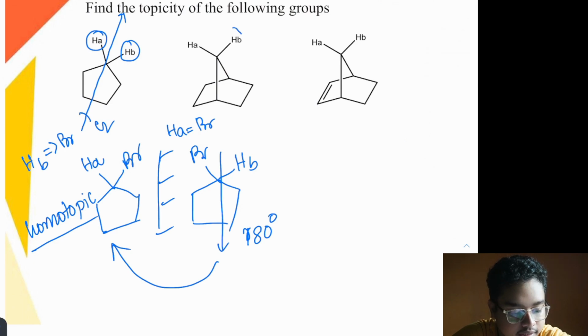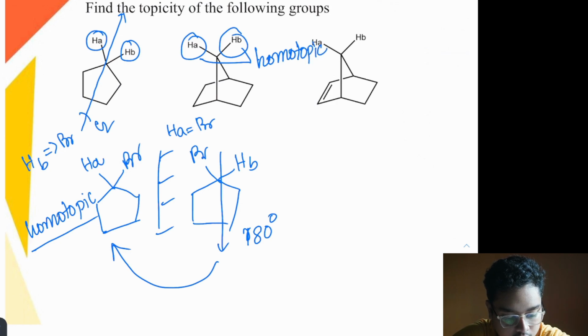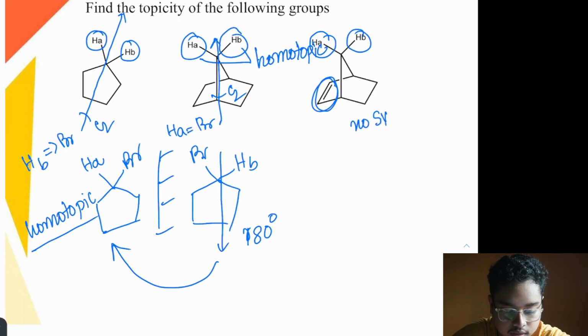Now simply these two are homotopic in nature, since they can also be interchanged by a C2 symmetry. But in this particular question, these are not homotopic because the double bond is there. So here no symmetry is present.